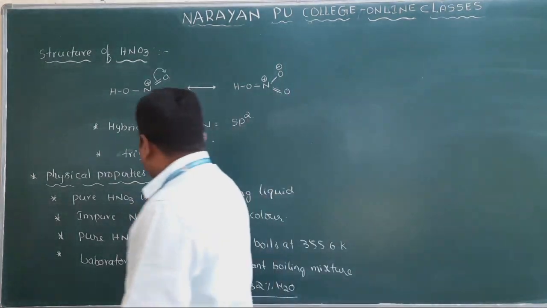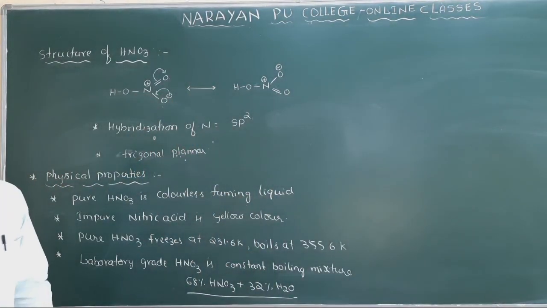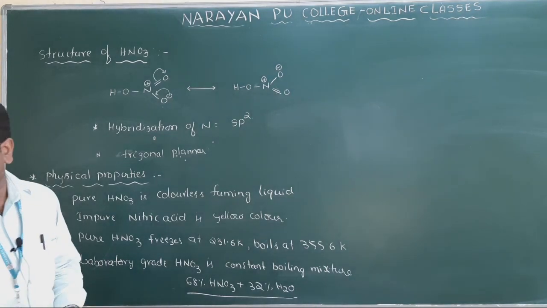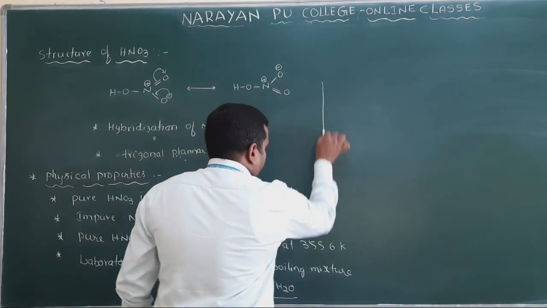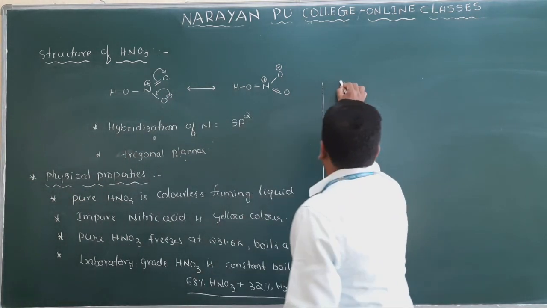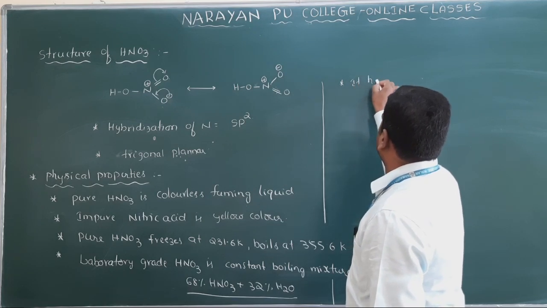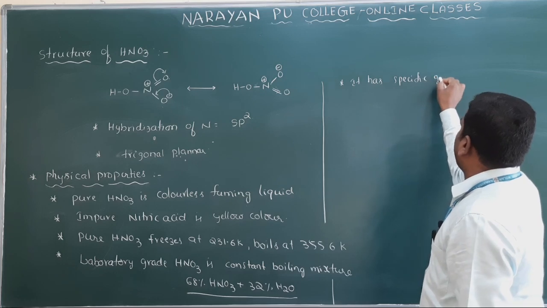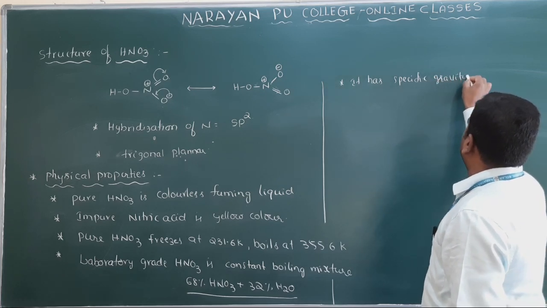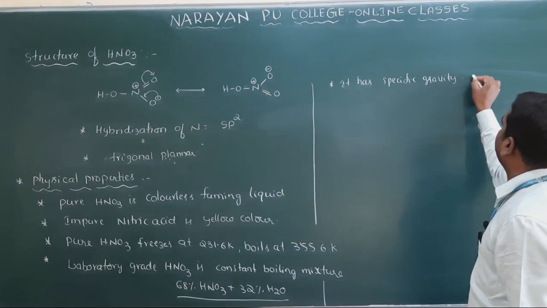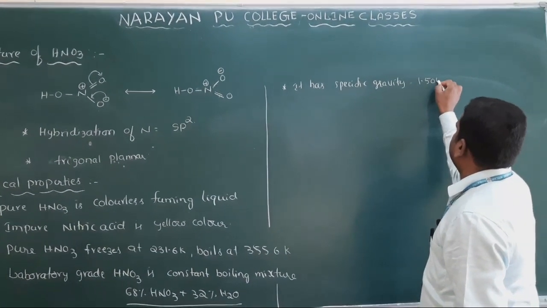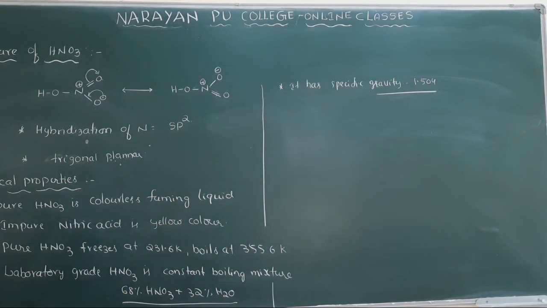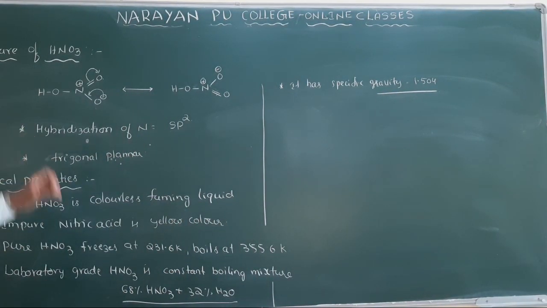Clear? So next, gravity is there. What is the gravity value here? It has a specific gravity of 1.504. Clear? So these are the physical properties of HNO3.